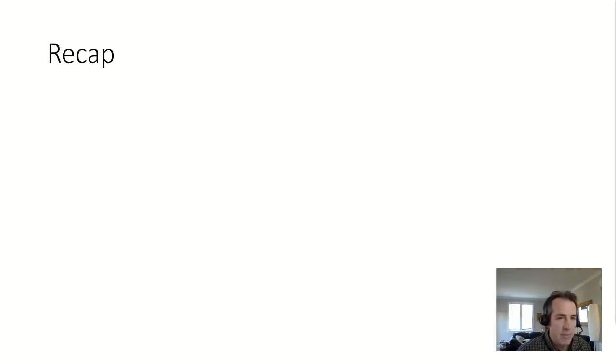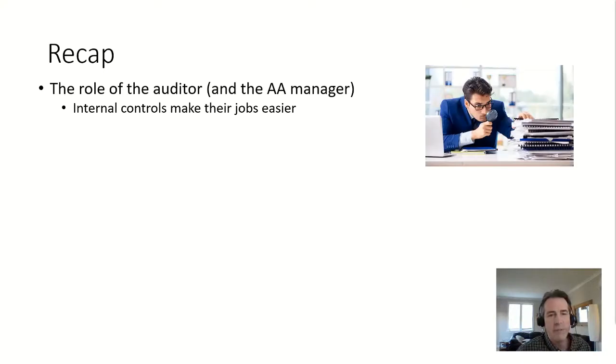So last time we talked about, first off, the role of the financial auditor, which is to assess the company and its financial transactions. We also talked about internal controls and how it's important to have internal controls, like segregating financial duties, writing down policies and inventory lists, having insurance, having a conflict of interest policy, which is extremely important, and how that makes the role of the auditor and the arts administration manager a lot easier.